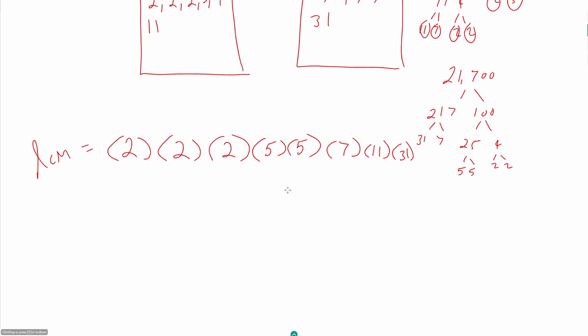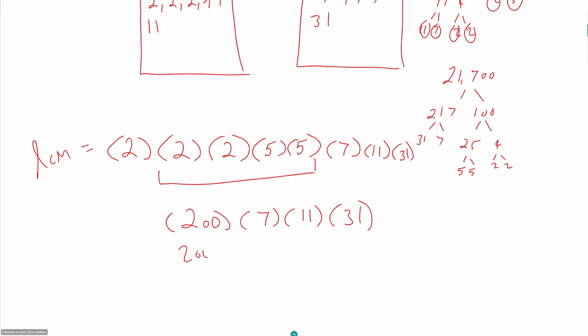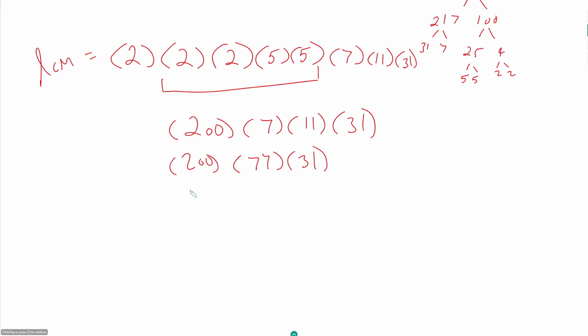Now, if we want to actually get the final number, I would say the easiest way is try to pull out either a 10, 100, or 1000, something that ends in a 0. So we got 100 here and a 2 here, so that's a 200. We got 200 times 7 times 11 times 31. So 7 times 11 is 77. So 200 times 77, that's going to be 2 times 77 with 2 zeros tacked on. So 77 times 2 is 154.